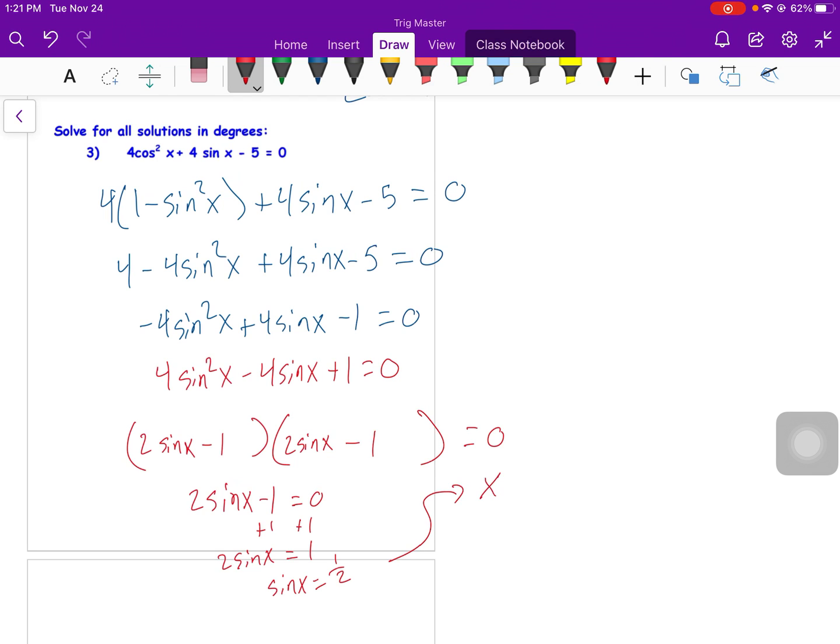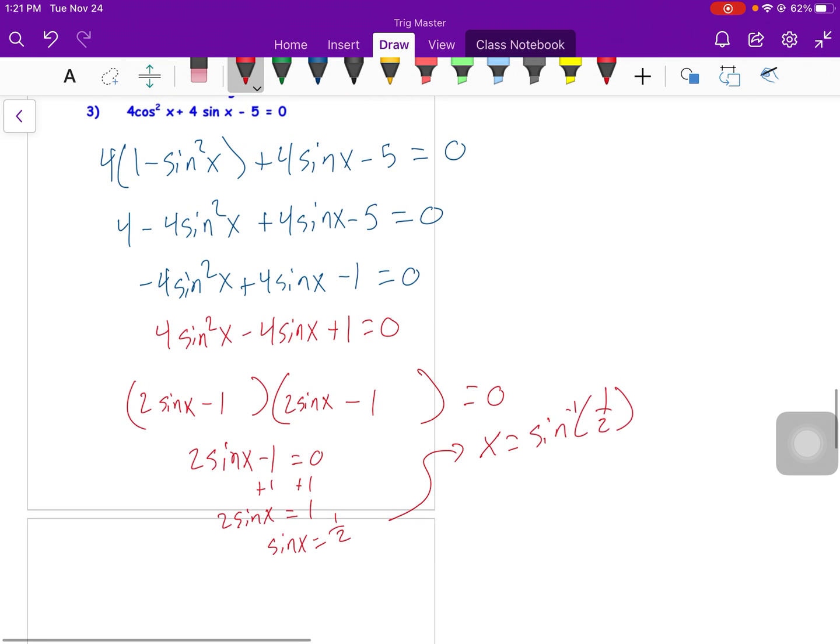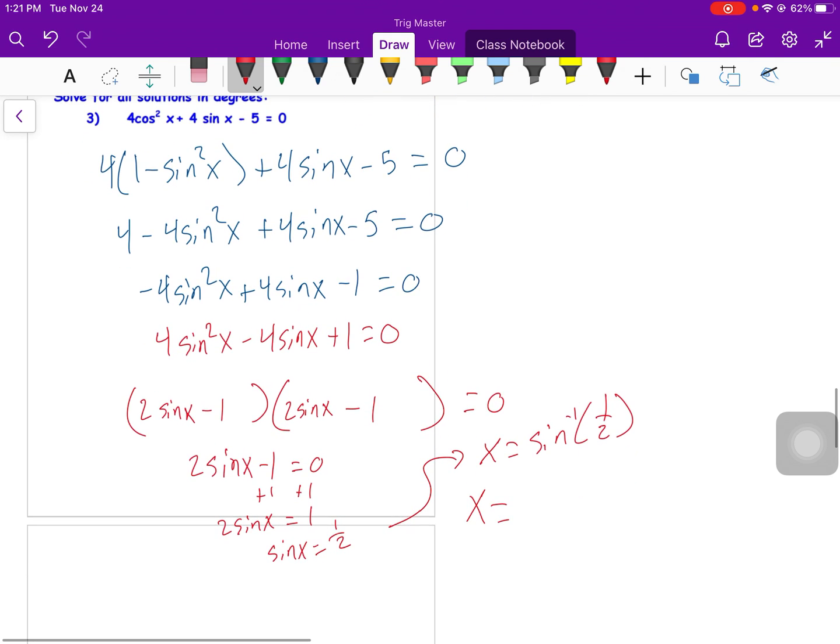The sine of x is equal to 1/2. Remember, sine of x or sine of theta equals 1/2 is in the positive quadrants of quadrant 1 and quadrant 2. So x is equal to, since we are in degrees for this one, that's 60 degrees. No, it's not. I lied to you there. I'm sorry.